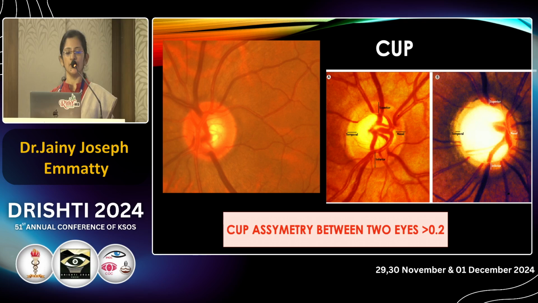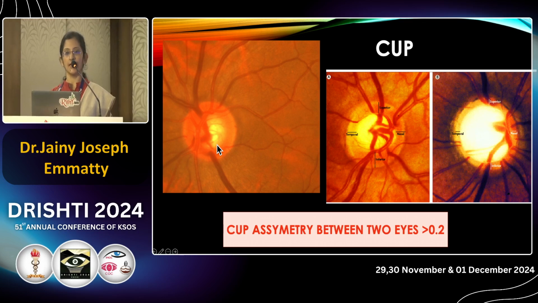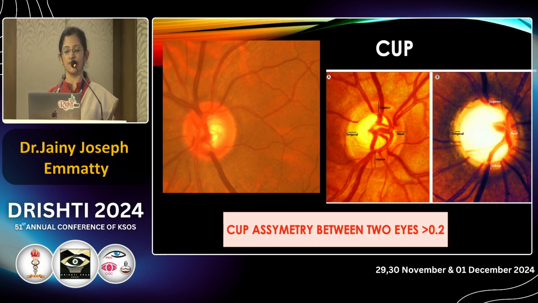And as I told you, how to identify the cup margins is very important, because normally the cup is horizontally oval. So you should see where the vessel is bending. Here we can see this is the area of the vessel bending, which gives us the limits and the margins of the cup. And a cup asymmetry between the two eyes of more than 0.2 is more suggestive of glaucoma.